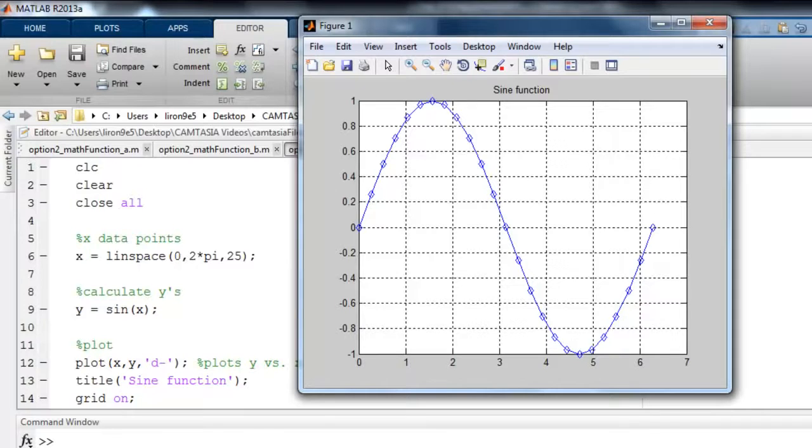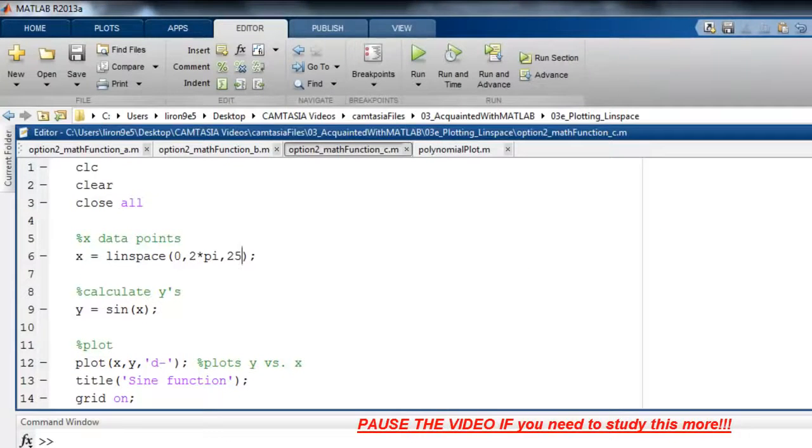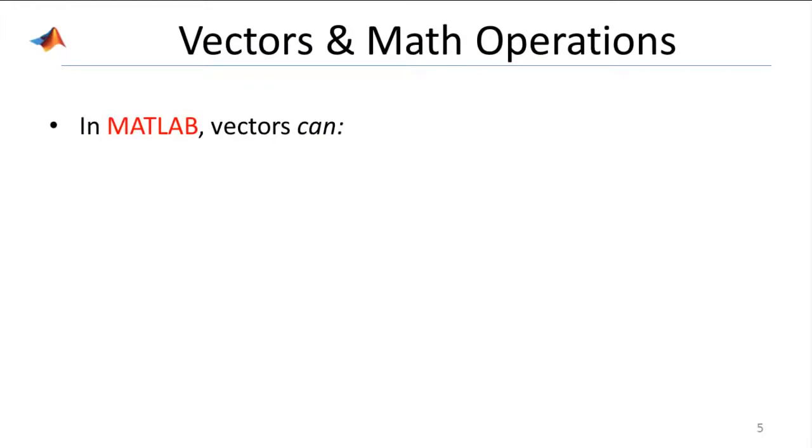Again, linspace linearly spaces each data point. I didn't have to calculate exactly what the x-coordinate was here, or here, or here. MATLAB did it automatically. I asked for 25 points from 0 to 2 pi. That includes the extremities. So let's move on to vectors and math operations.